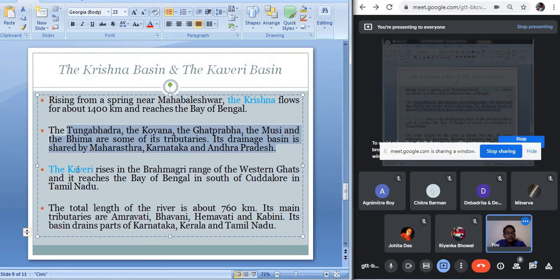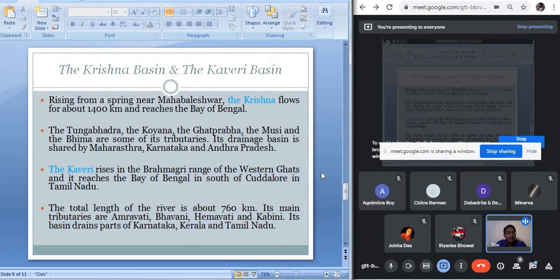Apart from the Krishna, the Kaveri is another important river of the Peninsular Plateau region. It rises from the Brahmagiri range of the Western Ghat and reaches the Bay of Bengal in the south of Kudalur in Tamil Nadu. Kudalur is the place near which the Kaveri river drains its water in the Bay of Bengal. It has a total length of 760 km and is mainly joined by the Amravati river, the Bhavani, the Hemavati and the Kavini river. The drainage basin of the Kaveri river can be found in the states of Karnataka, Kerala and Tamil Nadu.